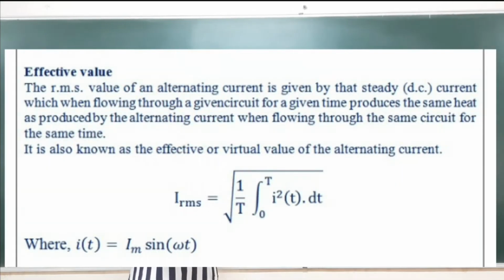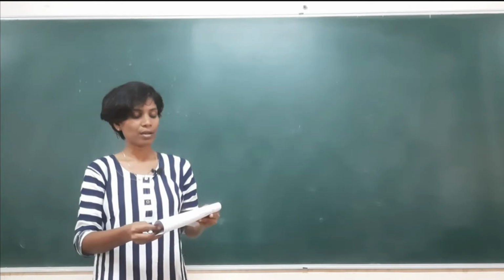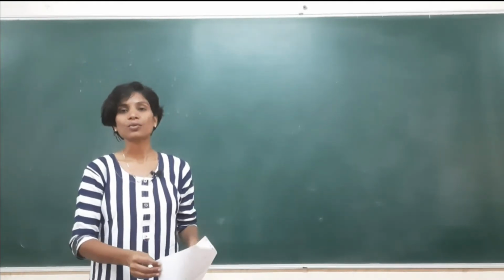The effective value of an alternating current is given by that steady current which, when flowing through a given circuit for a given time, produces the same heat as produced by the alternating current when flowing through the same circuit for the same time. So this is the definition for effective value, or RMS value, and this is the expression for I RMS in mathematical form, where again i is the instantaneous current, Im sin omega t. In this manner we have to define the average value and effective value. Now, moving on to the next question.